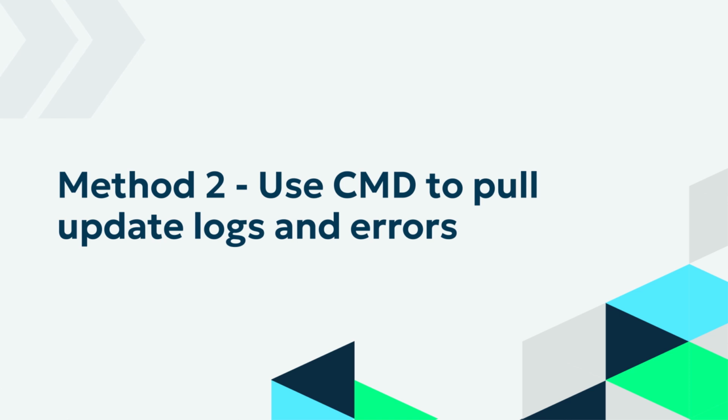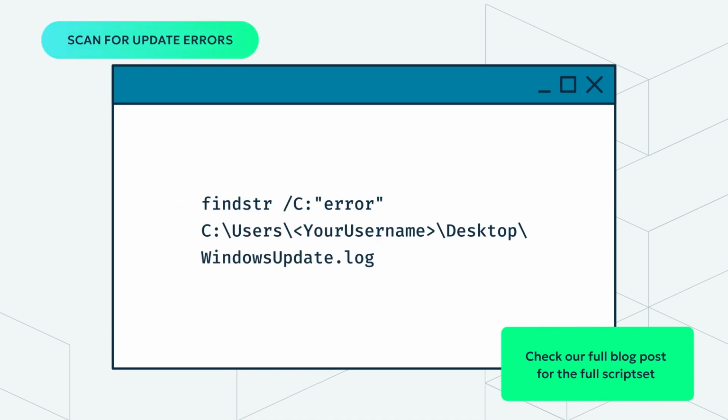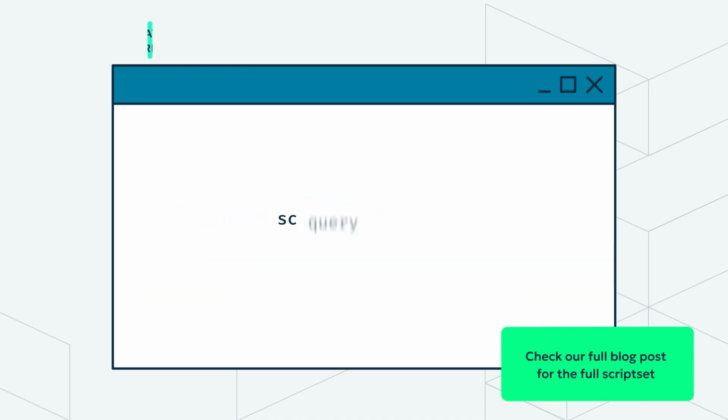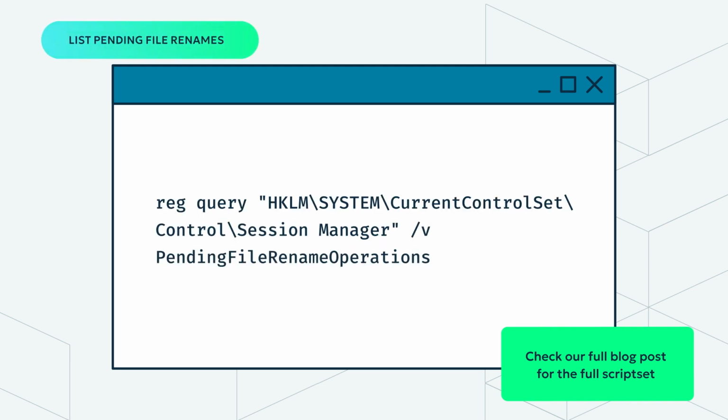Use CMD to pull update logs and errors. The second method is to use command prompt to retrieve update logs and error messages. Here are commands to check Windows update logs, scan for update errors, confirm that required services are running, and list pending file renames, respectively.